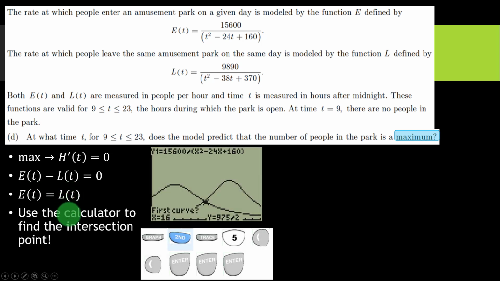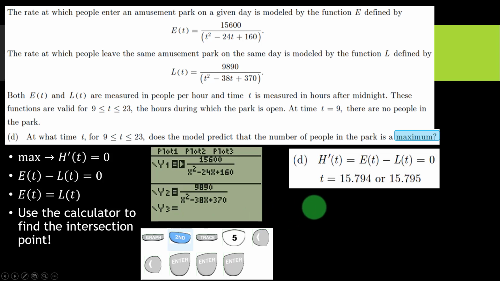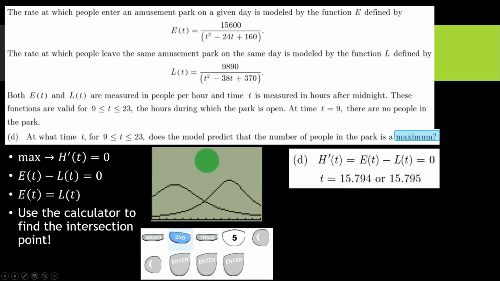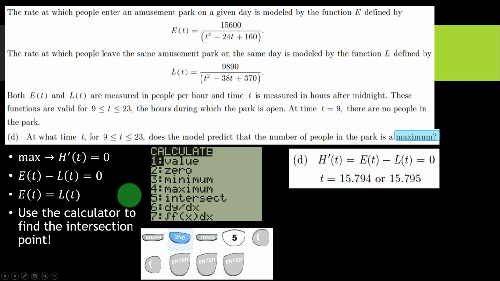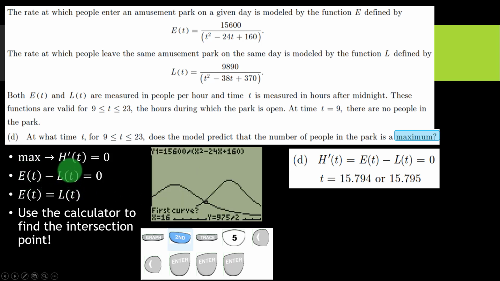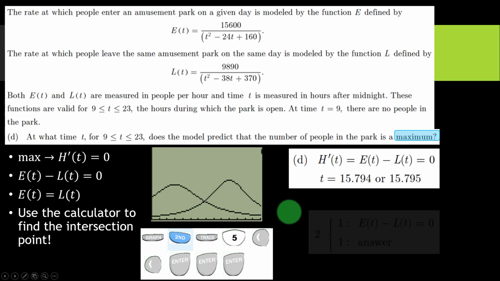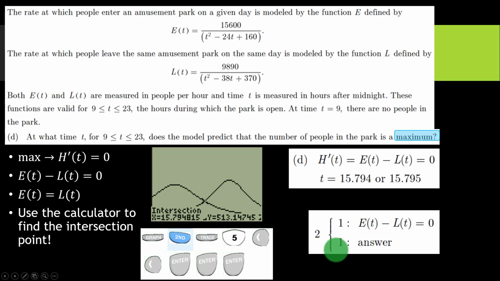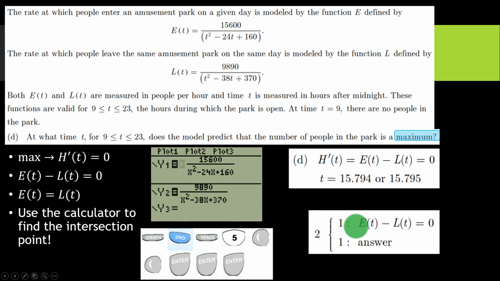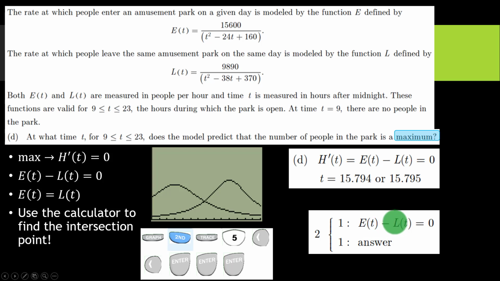And we can use the calculator to find the intersection points. And we get 15.794 or 795. And again, we just do y equals, set them equal. Another way we could do this is to just use E minus L as one function and find the zeros. But anyway, this is a quick one. We get 2 points, 1 for setting the derivative equal to 0, and 1 for the answer.